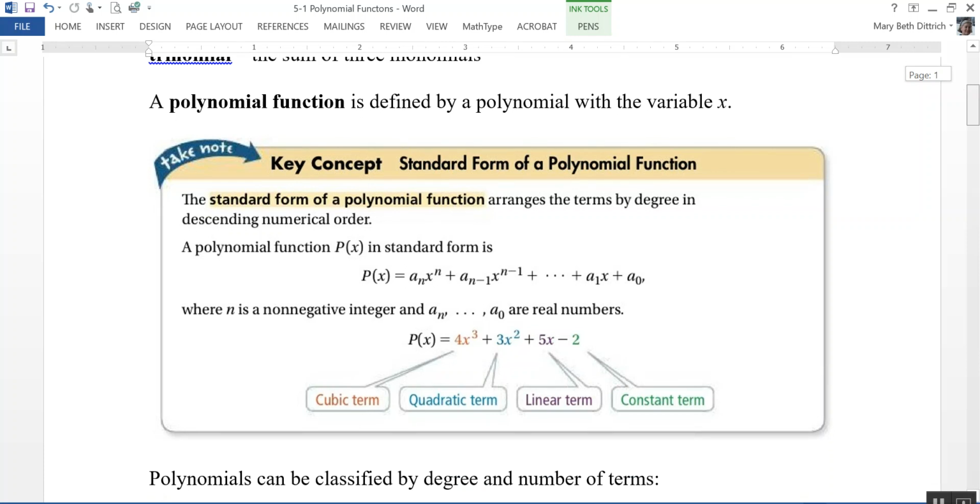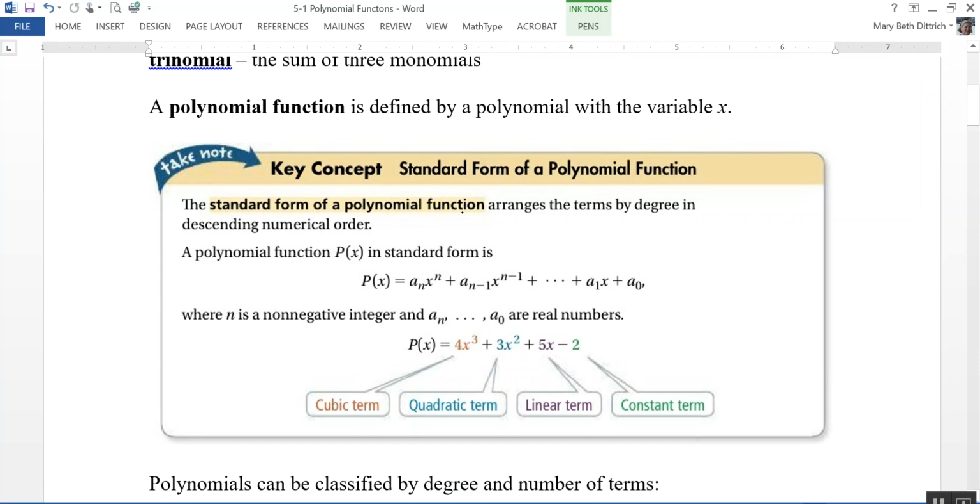Looks a little complicated. So the standard form of a polynomial function arranges the terms by degree in descending numerical order. So the term that has the highest power of x goes first and then on down in order. Now, here's the way we write it. P of x is equal to a sub n, so that's just the coefficient of x, and then n is the exponent. And then you would go to the next one down, a sub n minus 1, and then x to the n minus 1.